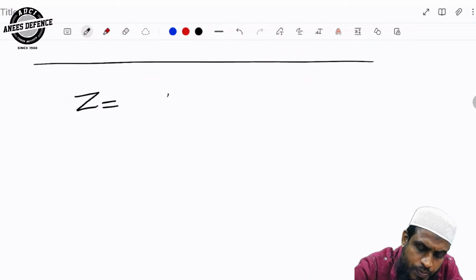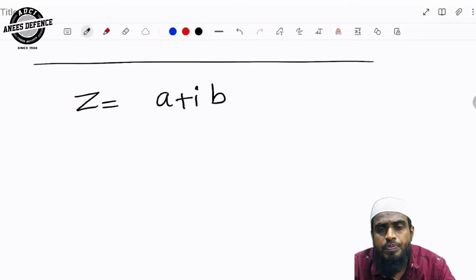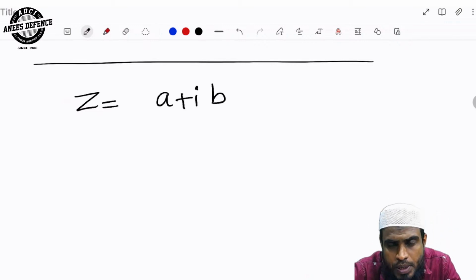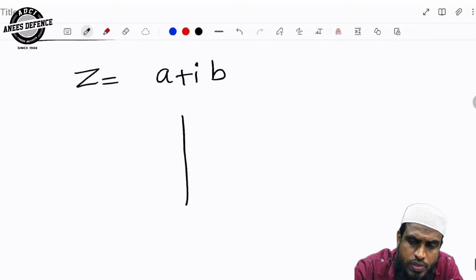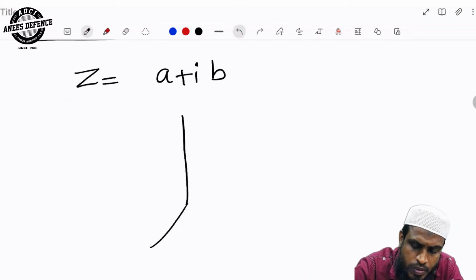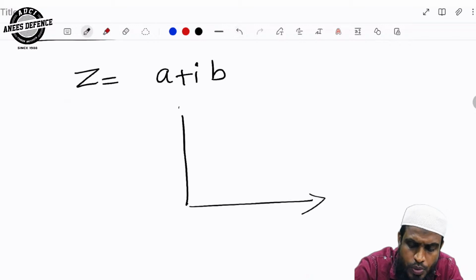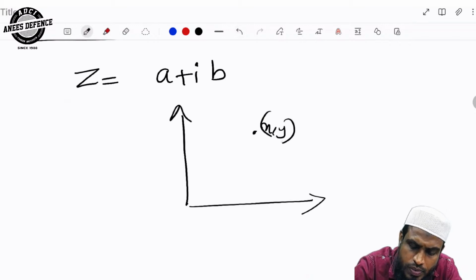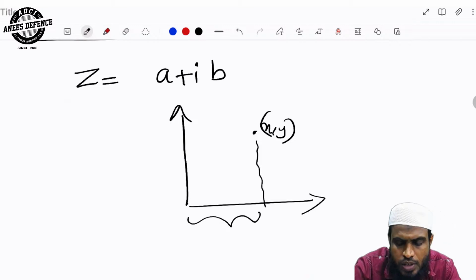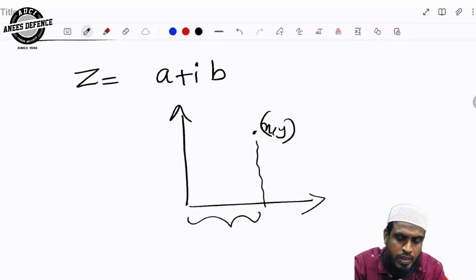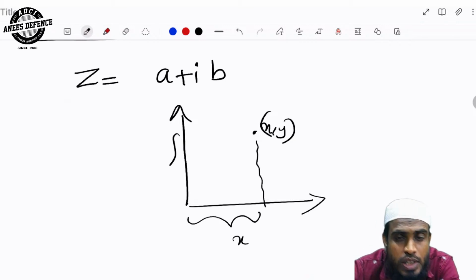Then we said z is equal to a plus ib is the standard form of a complex number. In the normal Cartesian coordinate system, we can represent a point like this, x comma y. The meaning is this much distance is x and this much distance is y. For example, 2 comma 3 means x will be 2 and y will be 3.